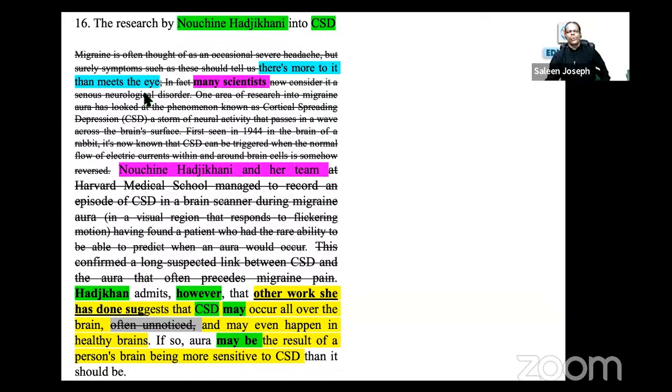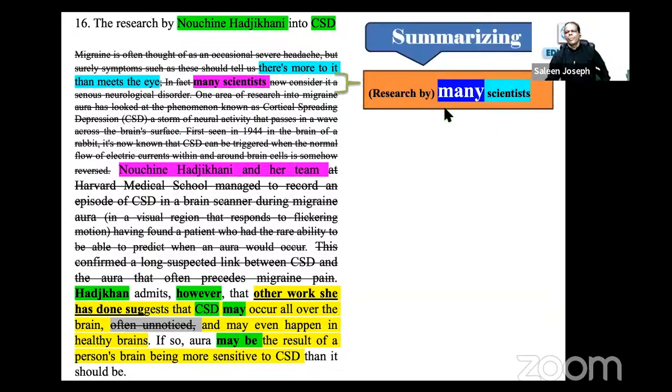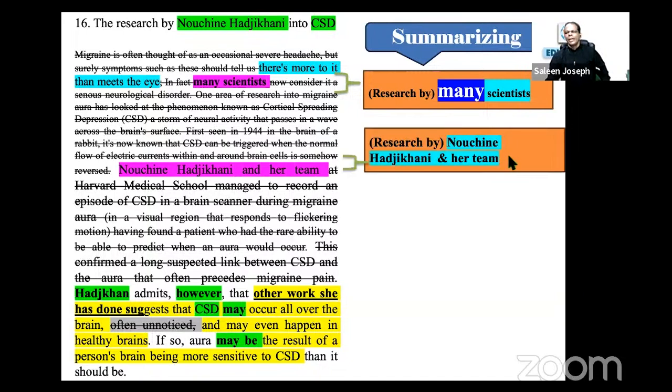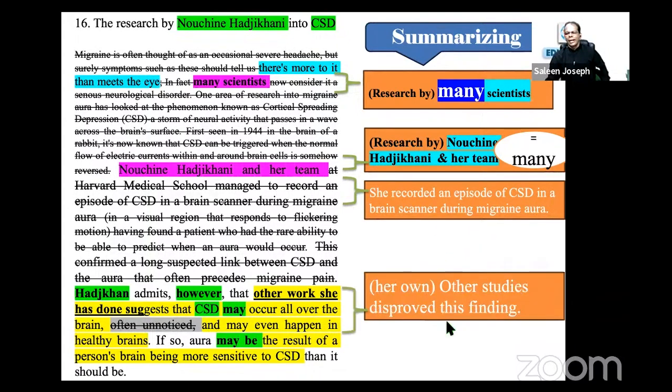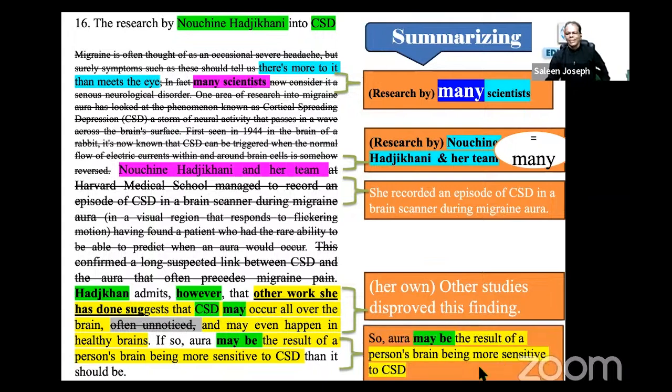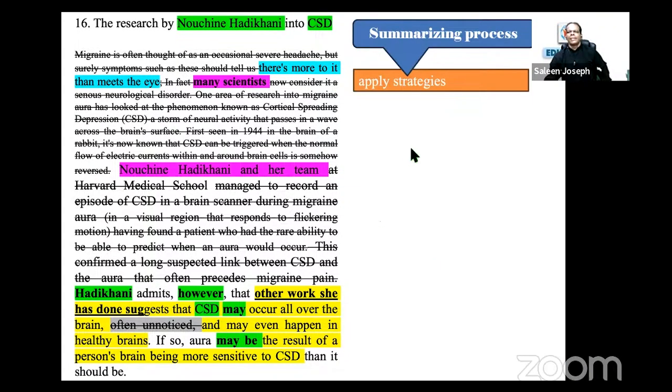Okay, now you see, you need not read so many things. When you glance through, you can understand. How do you summarize? Research by many scientists. The next, research by Nushin Hajkani and her team. Again many, here many. And she recorded an episode of CSD in a brain scanner during migraine aura. Okay, now her own other studies disproved this finding. Her own other studies disproved her own findings, which means not definite. Then, the aura may be the result of a person's brain being more sensitive to CSD. Maybe, not sure.